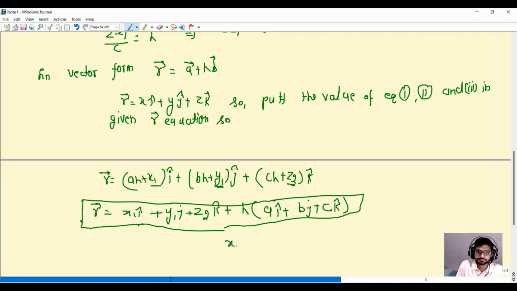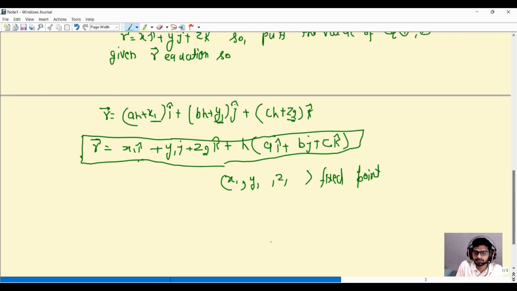In this, x1, y1, and z1 is the fixed point, and a, b, c are the direction ratios.